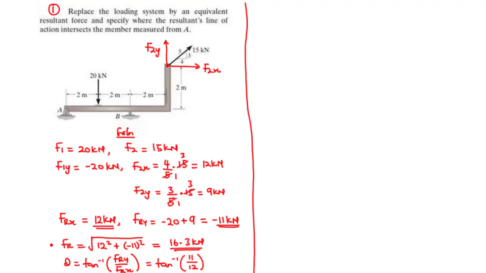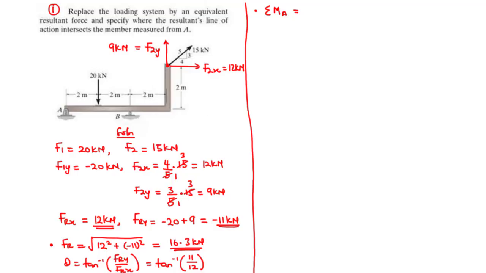So first of all, let's find the moment of all the individual forces given in the question about A and then sum them up. So that is given as the summation of moments about A. So the sum of all the moments given in the question about A. So that is equal to, so basically we are going to consider the forces 20 kilonewtons, F2y, which is given as 9 kilonewtons, and then F2x, which is also given as 12 kilonewtons.